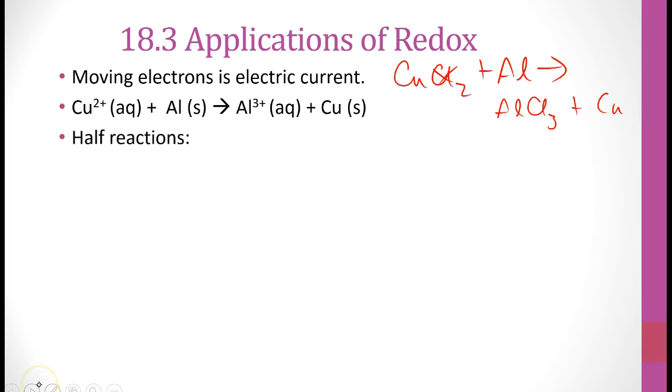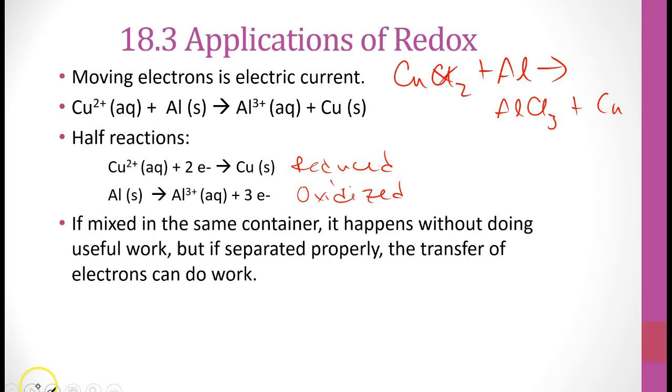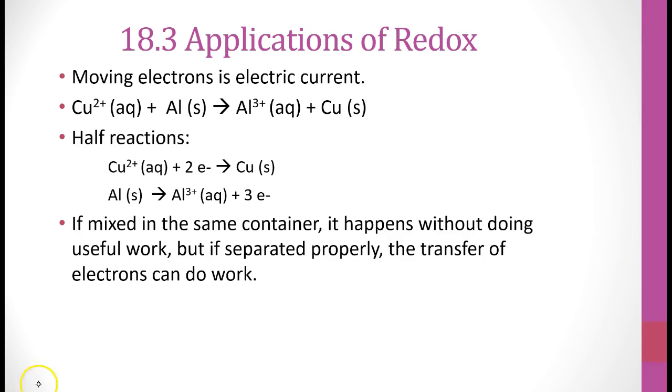And if you just dump them together, these are the half reactions that take place. The Cu2+ gets reduced, gains electrons. The Al gets oxidized, loses those electrons. And if you put them in the same jar, the reaction happens without doing anything useful. It's called a spontaneous reaction. It just happens. But if you separate it properly, then you can use those electrons to do work, to create a battery, to produce electricity. This is one way of creating batteries. Not the only way, but it's one way.